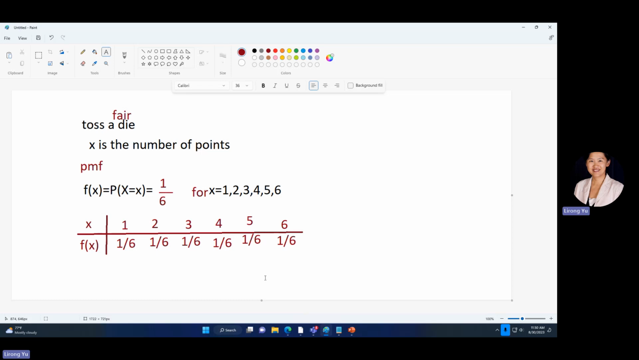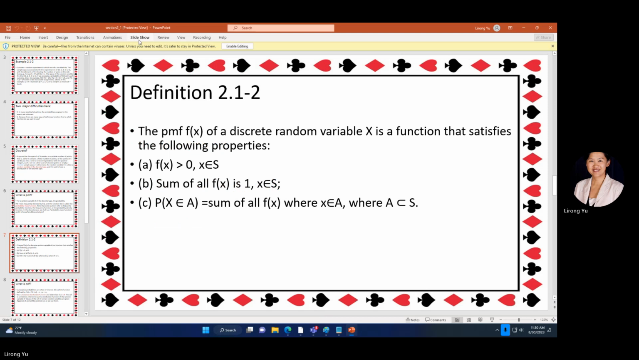Sometimes when it's discrete, I actually prefer to use a table. This is visual, easy to see. And that goes with the idea that we had, that all these probabilities have to be bigger than 0, and they all added together equal to 1. If you want to find some of them, you have to add them.